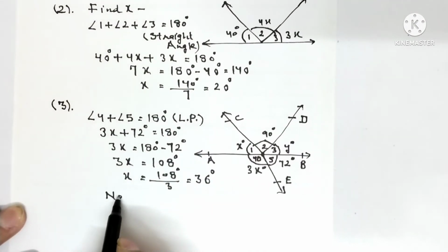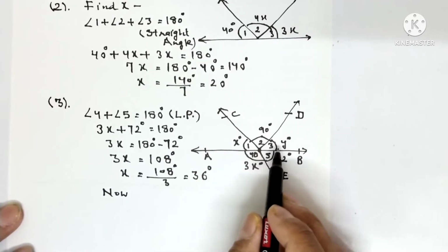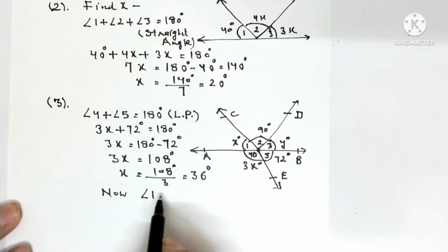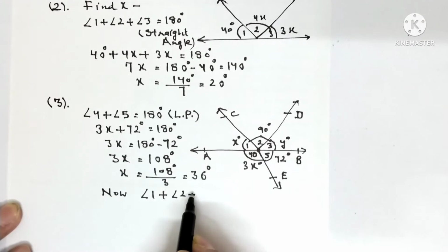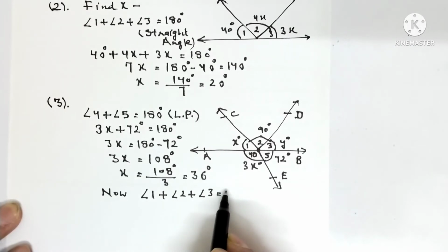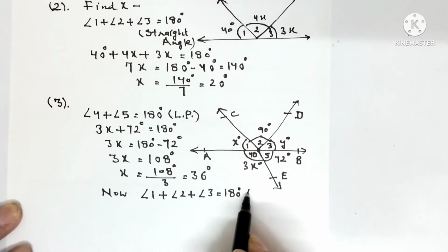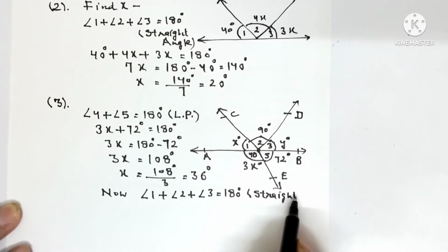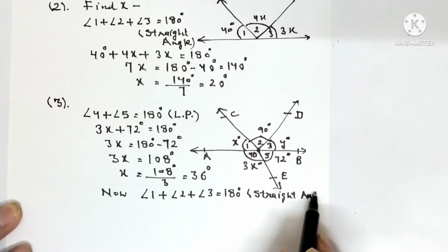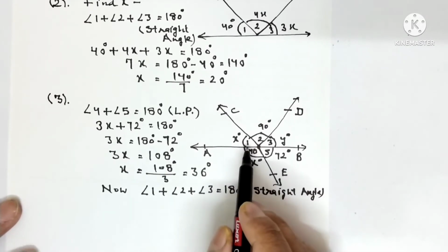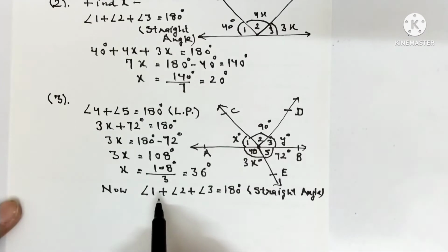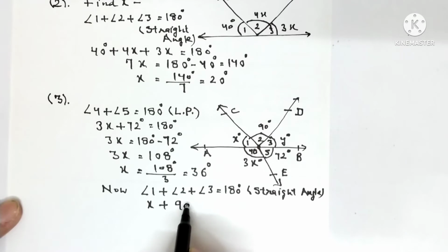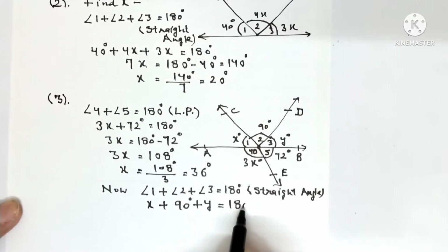Now angle 1 plus angle 2 plus angle 3 is equal to 180 degree. And the reason is straight angle. So angle 1 is x degree. So x plus angle 2, which is 90 degree, and angle 3 is y, is equal to 180 degree.